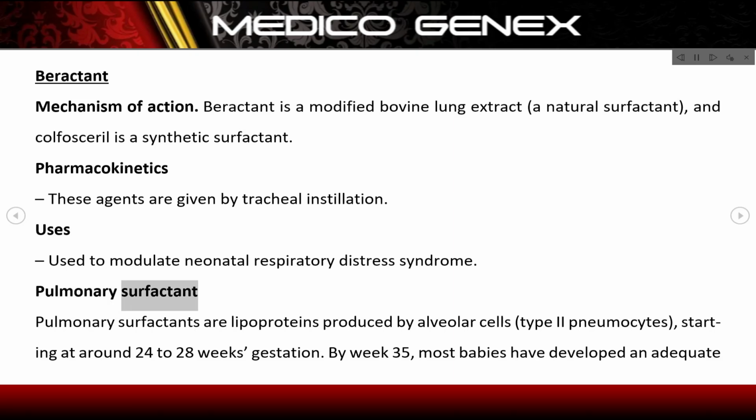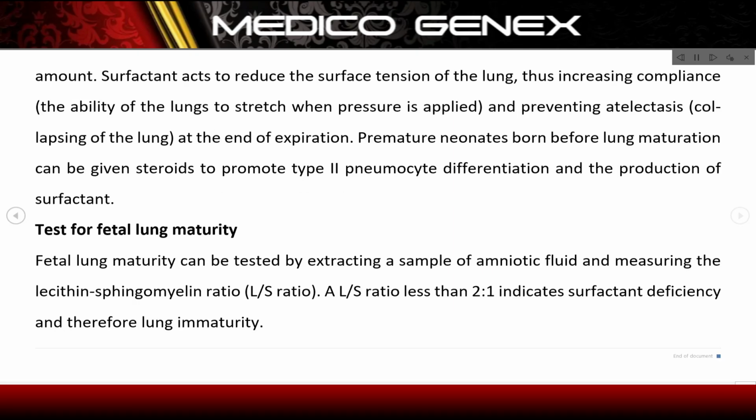Pulmonary surfactant. Pulmonary surfactants are lipoproteins produced by alveolar cells, type 2 pneumocytes, starting at around 24 to 28 weeks gestation. By week 35, most babies have developed an adequate amount. Surfactant acts to reduce the surface tension of the lung, thus increasing compliance, the ability of the lungs to stretch when pressure is applied, and preventing atelectasis, collapsing of the lung, at the end of expiration.